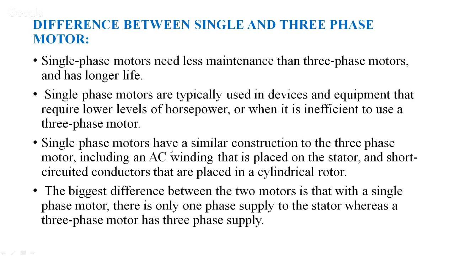Single-phase motors have a similar construction to a three-phase motor, including an AC winding that is placed on the stator and the short-circuited conductors that are placed in a cylindrical rotor. The biggest difference between the two motors is that with the single-phase motor, there is only one phase supply to the stator, whereas a three-phase motor has three-phase supply.